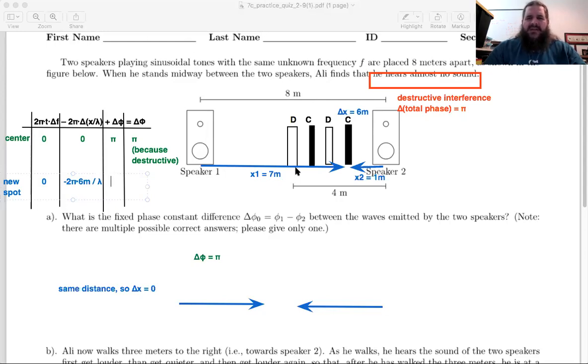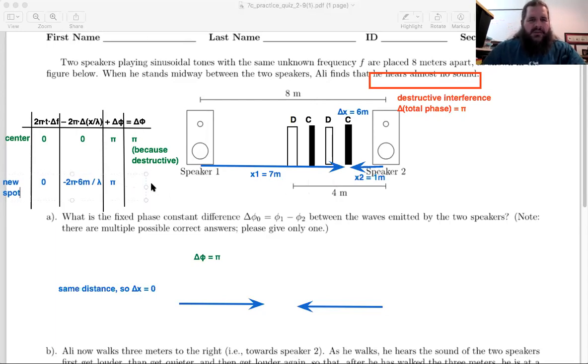The delta little phi depends only on the sources. It doesn't depend on where the observer is standing at all. So we should expect that to be the same. The only time that's going to change is if these sources themselves change. But we still have the exact same sources. The only thing happening is he's moving to a new location.